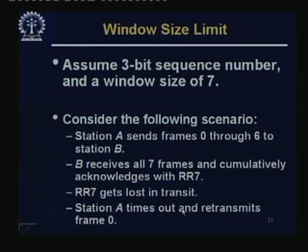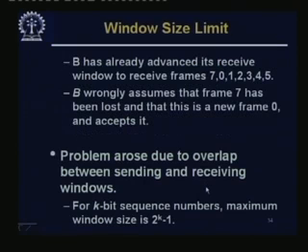Station A times out and retransmits frame 0, because it has not got any of the acknowledgements. All the acknowledgements for 0 through 6 were clubbed together and one RR7 was sent, which unfortunately got lost in transit. So station A has not got any acknowledgement, and it is holding all these original 0 through 6 frames in its buffer. Now it times out and retransmits frame 0.